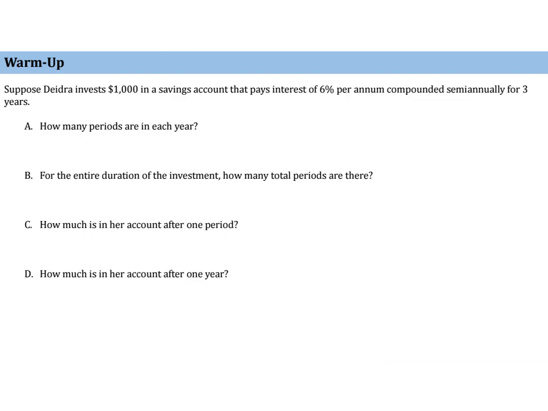So let's imagine that Deidre invests $1,000 in a savings account that pays 6% per year, and it's compounded semi-annually for 3 years. The first question that we have to answer is, how many periods are in each year? Well, it's compounded semi-annually, so what that tells us is that the year is broken up into 2 periods because it's semi-annual, half a year. So you think of semi-annual sales, they happen twice a year. So there are 2 periods per year.